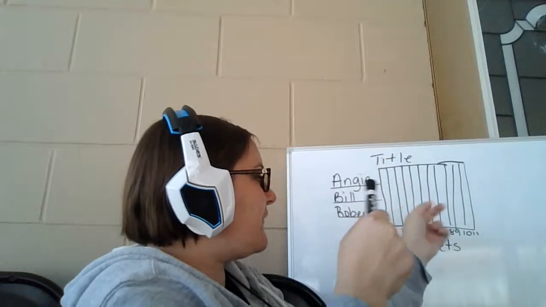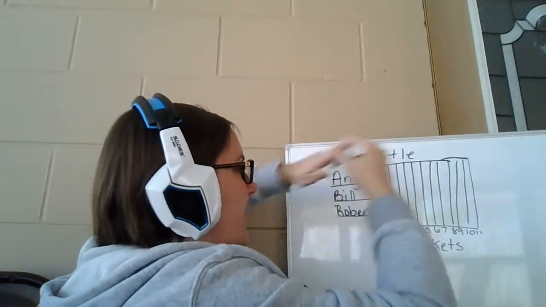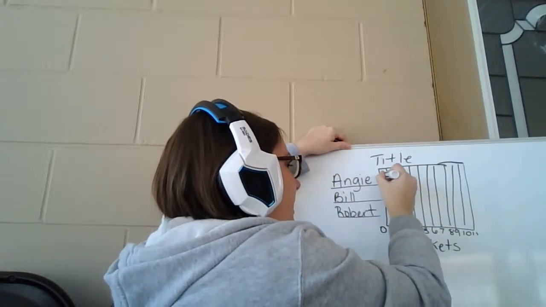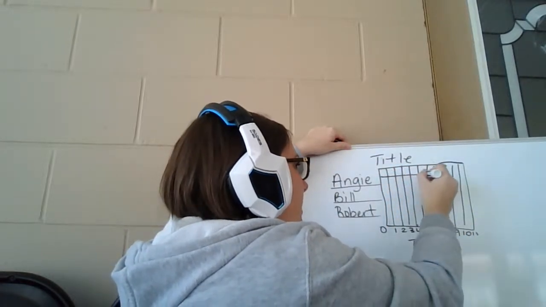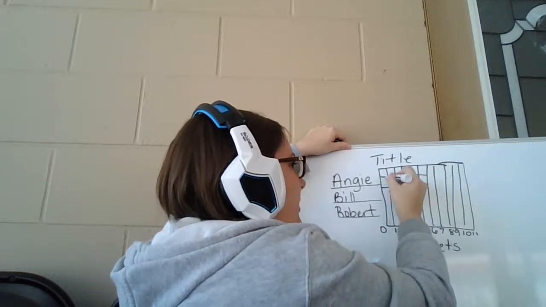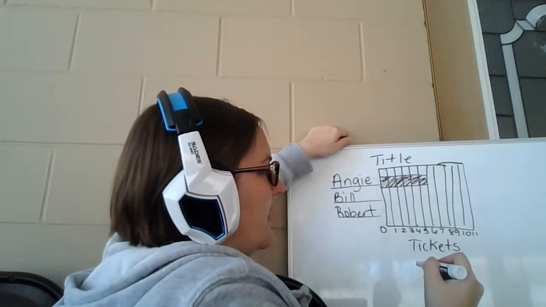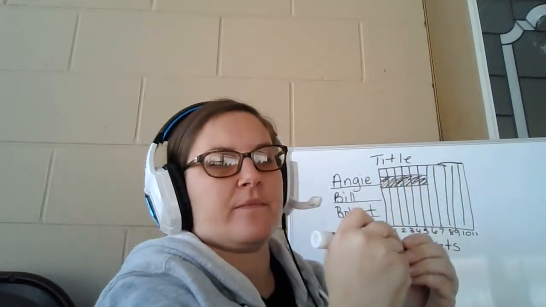All right, so now you're going to take our information. It says Angie sold 6 tickets. So you're going to take Angie and find 6. Remember, you're going to do it like this. You're going to find Angie and find 6 and go like that, and then you're going to shade it in. You want to make a bar, just like that. So find 6 and make your bar.